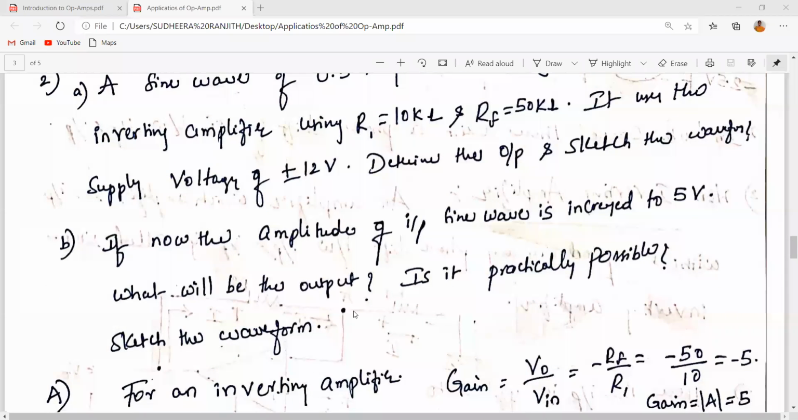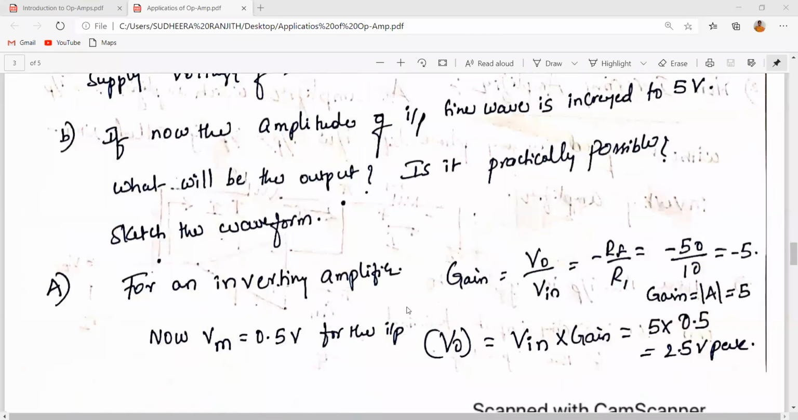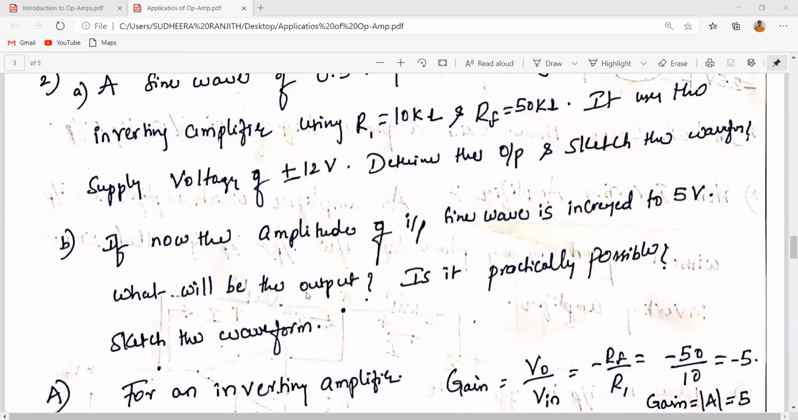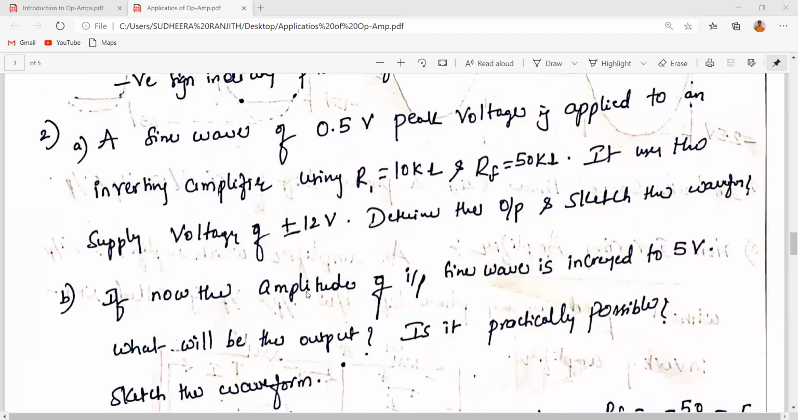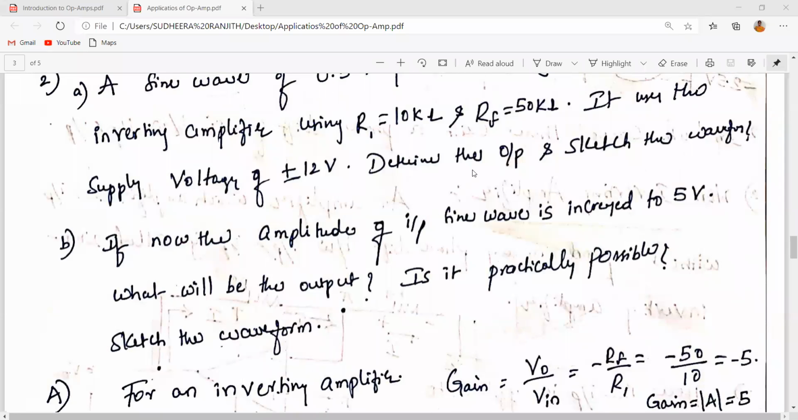In this second problem, we have two cases. Coming to the first case, what is the given data? 0.5 volts, that is VM. Given VM is 0.5 volts, that means the magnitude of the positive or negative cycle is 0.5 volts. The resistor values are R1 is 10 kilo ohms and RF is 50 kilo ohms. It uses a supply voltage of plus or minus 12 volts. So what is our objective? We have to find the output and draw the waveform.